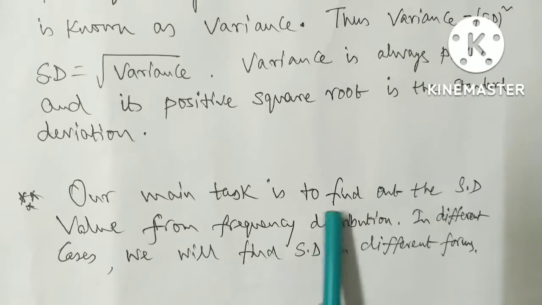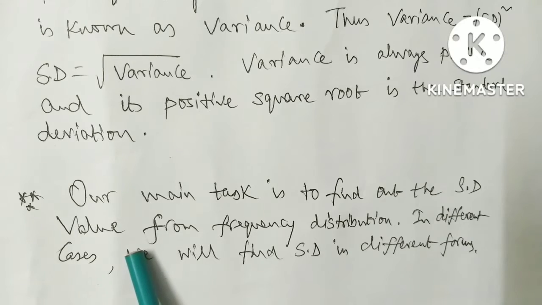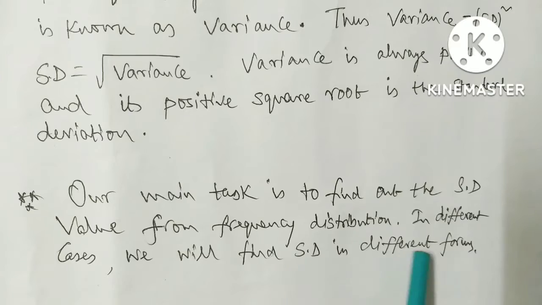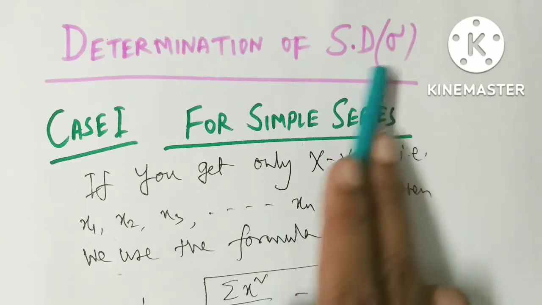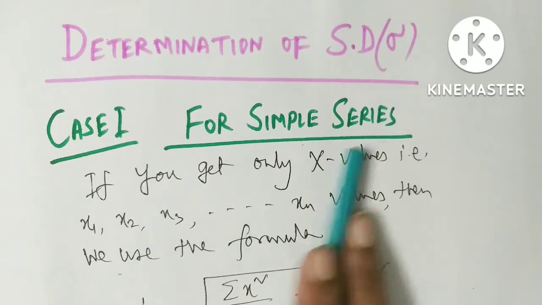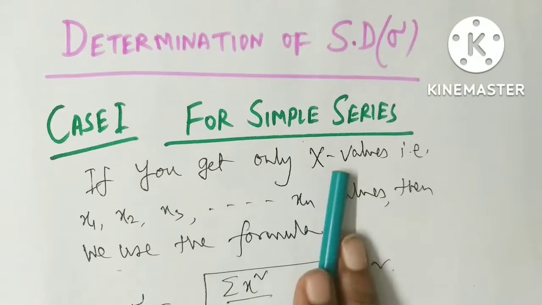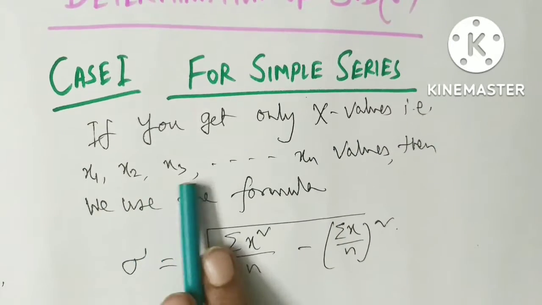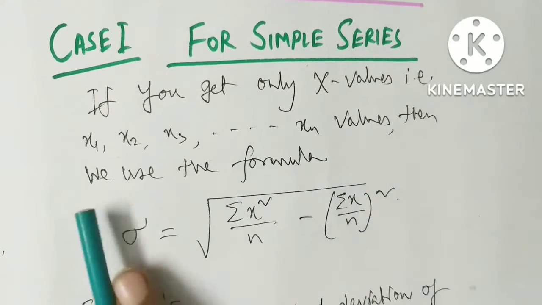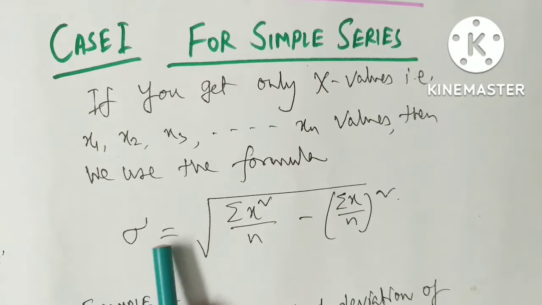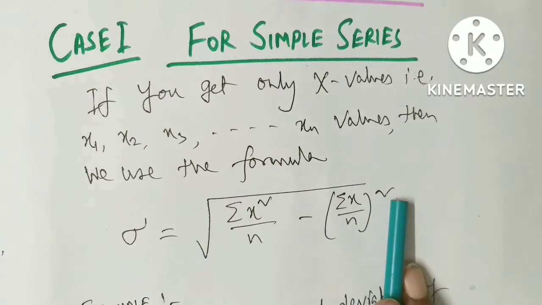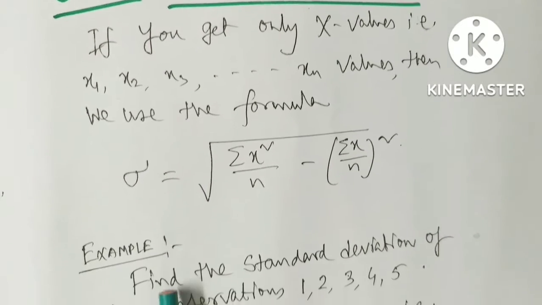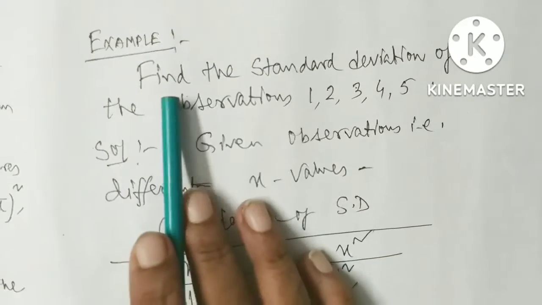Our main task is to find the SD value from a frequency distribution. In different cases we will find SD in different forms. Determination of SD sigma. Case 1, for simple series: if you get only x values, that is x1, x2, x3, ..., xn values, then we use the formula sigma equals root over summation x square by n minus summation x by n whole square. And we give an example in favor of this formula.